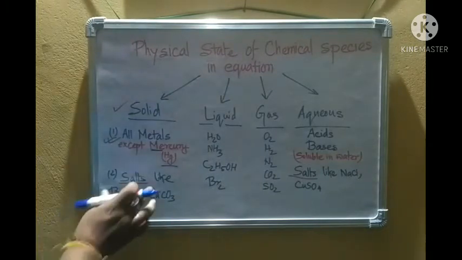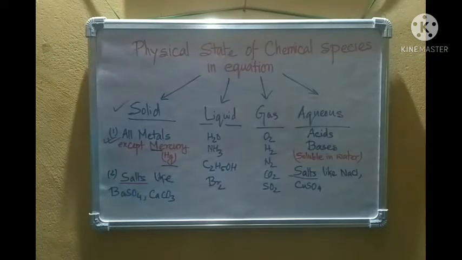Next, salts. Generally we all know that salts are solid. Out of these salts, those that are insoluble in water, like barium sulfate and calcium carbonate, generally exist as solid. So all these salts generally exist as solid.